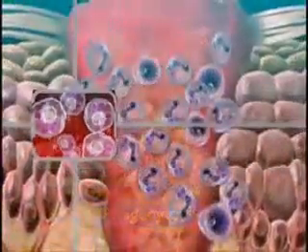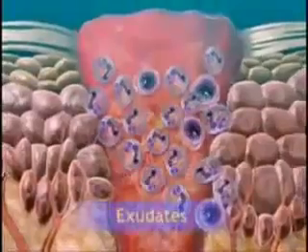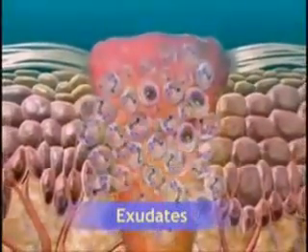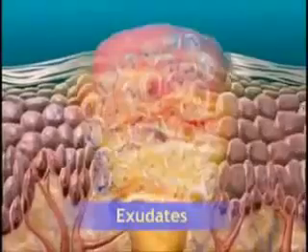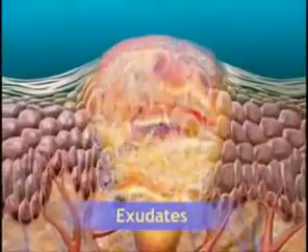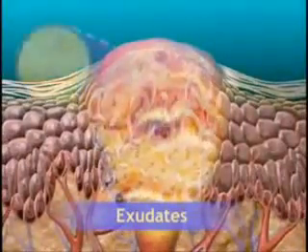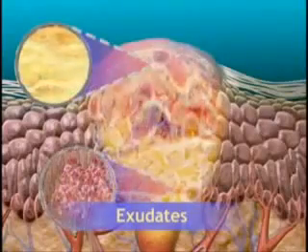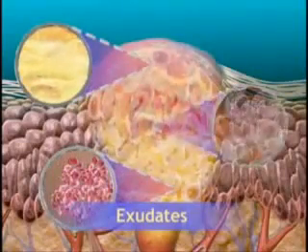Products of phagocytosis, along with plasma and blood cells, form exudates, which accumulate, causing swelling and pain. Exudates are composed of serous fluid, red blood cells, fibrinogen or tissue debris, and white blood cell breakdown products.